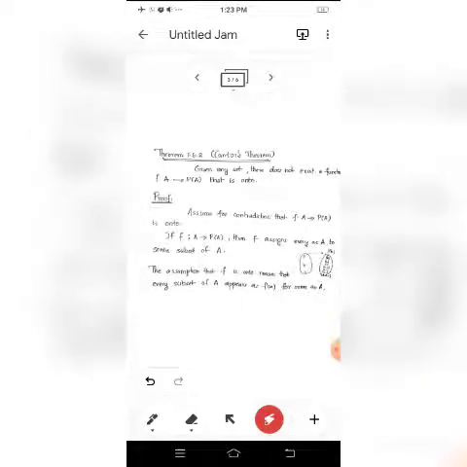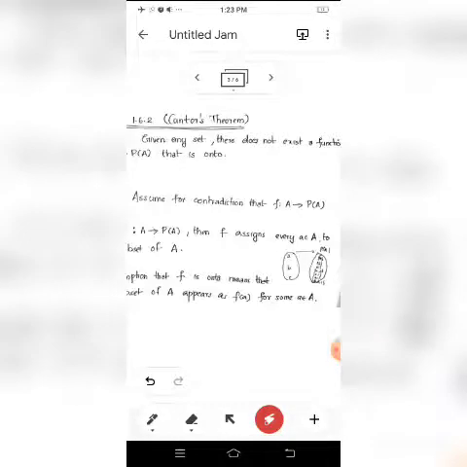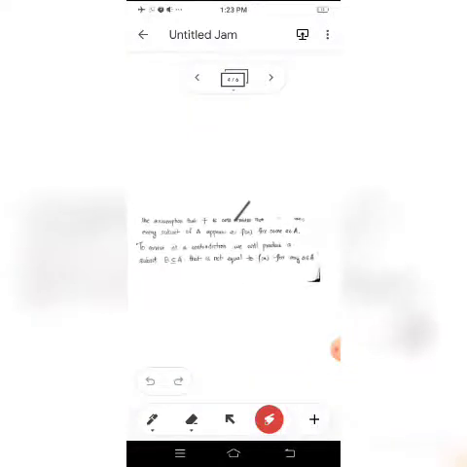The assumption that f is onto means that every subset of A appears as f of a for some a belonging to A. What do you mean by an onto function? An onto function covers the whole range set. To arrive at a contradiction, we will produce a subset B of A that is not equal to f of a for any a belonging to A.